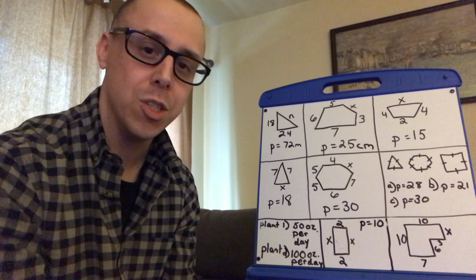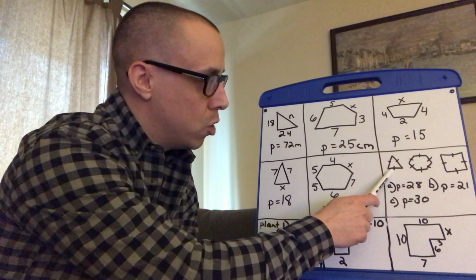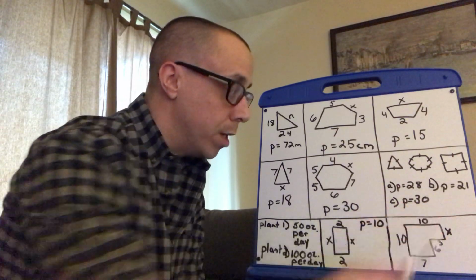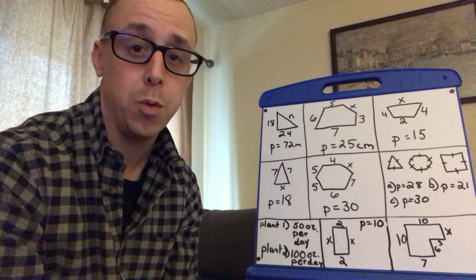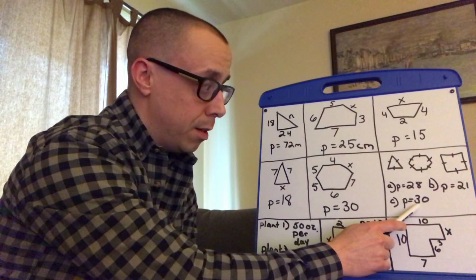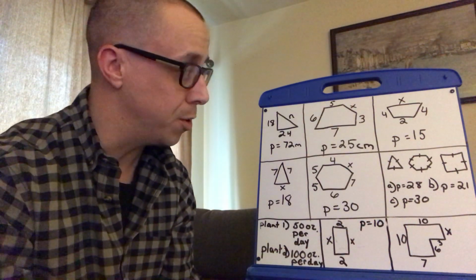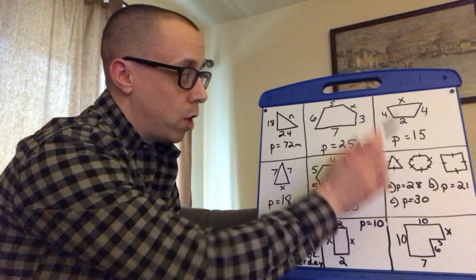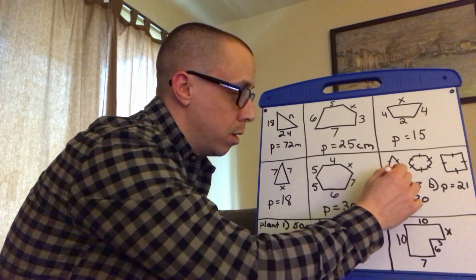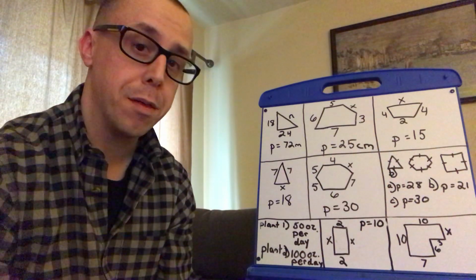There will only be one choice. So the triangle is going to have a perimeter of 21, because 21 is divisible by 3. Now, it could have also been 30, but I'll show you why it couldn't be 30 in this case. So the triangle has to be 21 because 21 is divisible by 3.